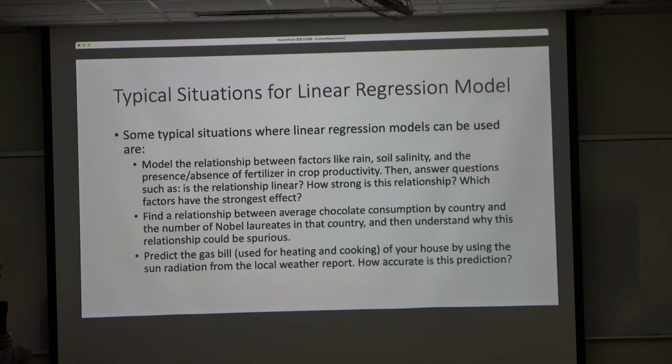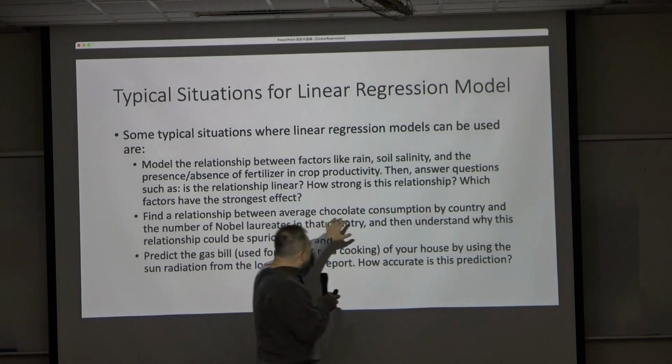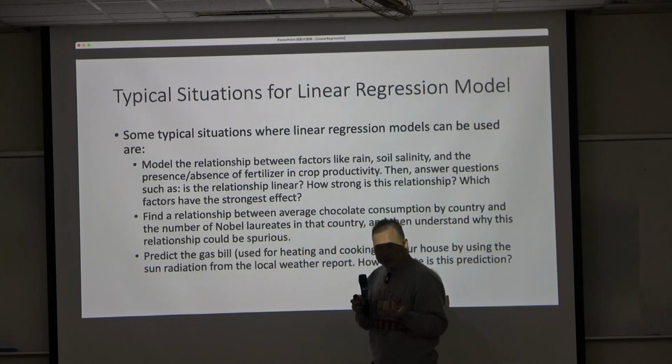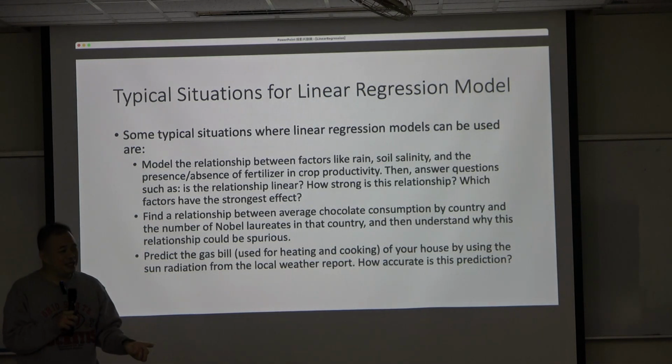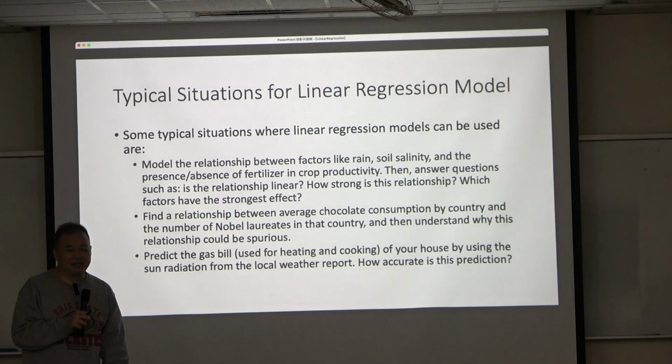Same thing. The other part is to find the relationship between average chocolate consumption by country and the number of Nobel laureates in that country. So they understand why this relationship could be spurious. If you look at the statistical result and try to model it, you will find that there is a certain relationship, interestingly.